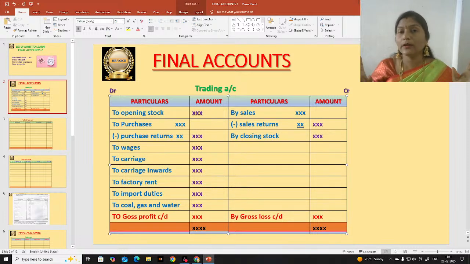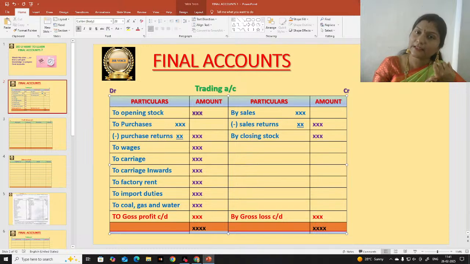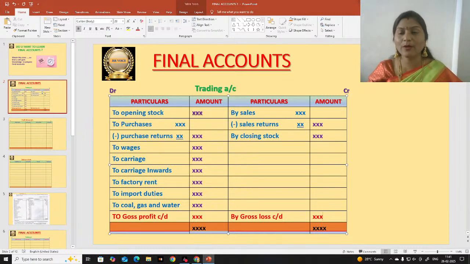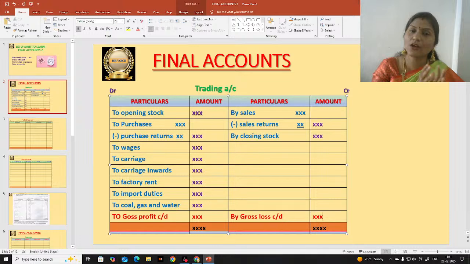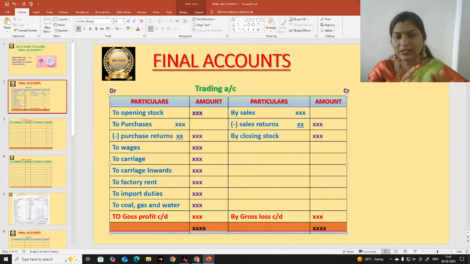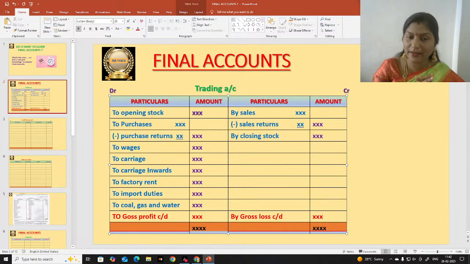But we don't get both at a time. We may get either gross profit or gross loss, any one. If we get gross profit, we will get it on the debit side because amount will be less on the debit side. If we get gross loss, we will get it on the credit side because amount is less on the credit side. So these are the minimum number of items that are going to appear regularly in trading account. Hope this is clear for everyone.